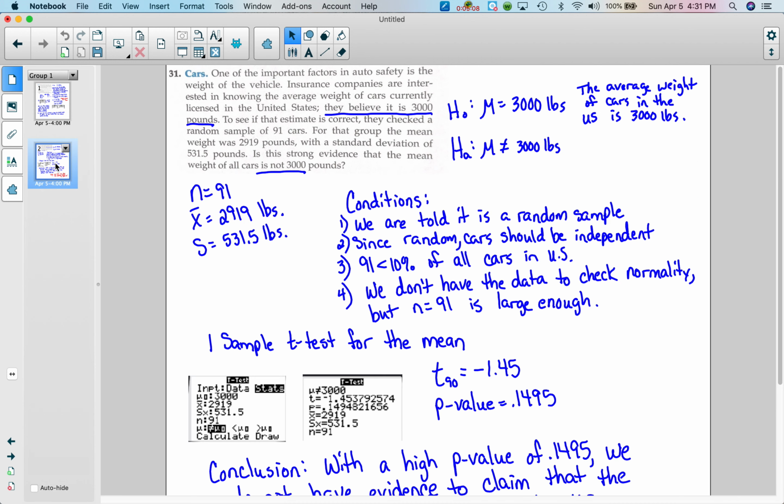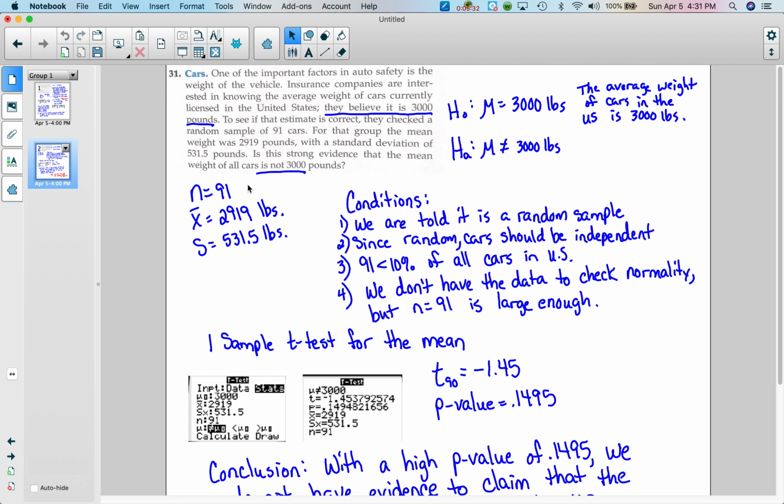That's very important. The next problem I wanted to do was problem 31. One of the important factors in auto safety is the weight of the vehicle. Insurance companies are interested in knowing the average weight of cars currently licensed in the United States. They believe it is 3,000 pounds. So immediately I knew if that's what they believe, that's my null hypothesis, status quo. To see if that estimate is correct, they checked a random sample of 91 cars.